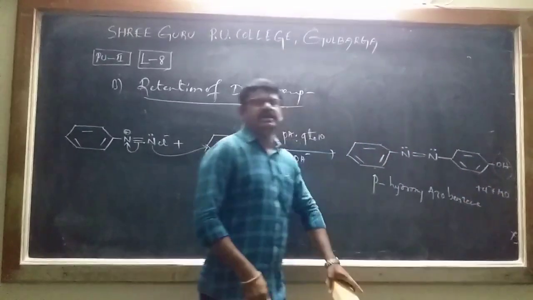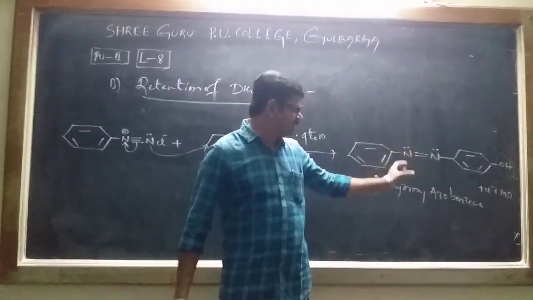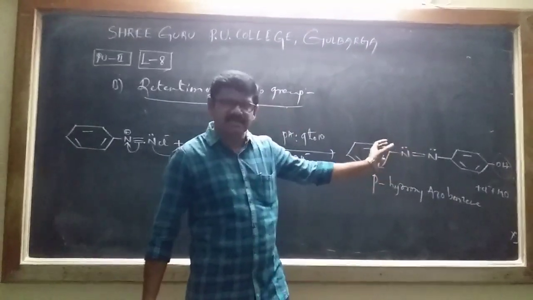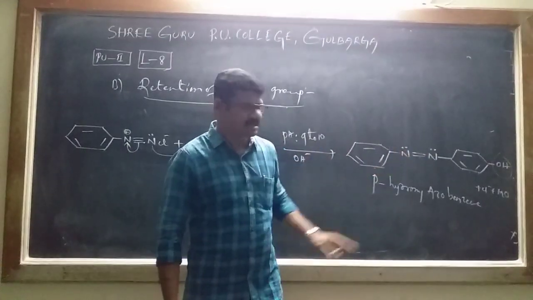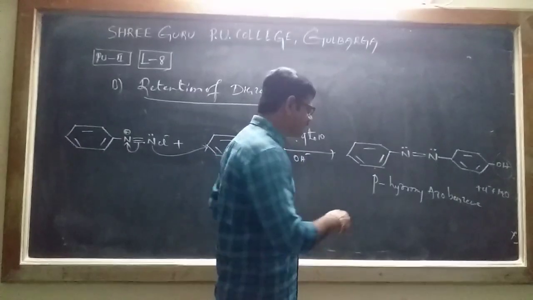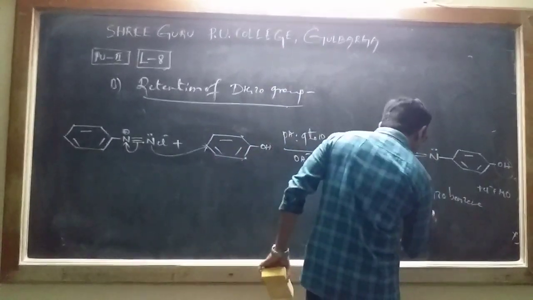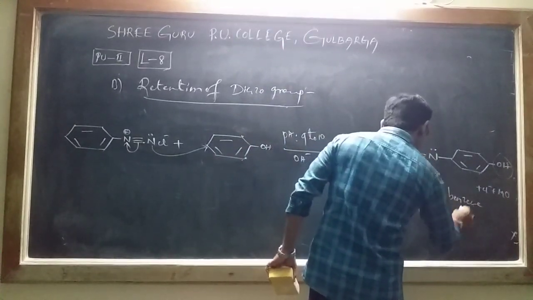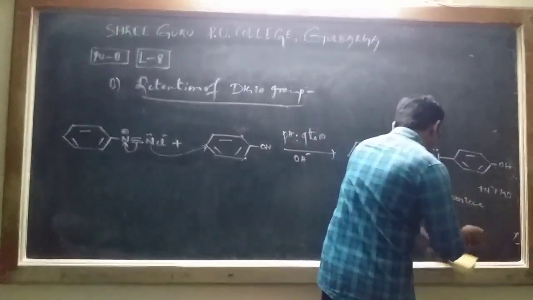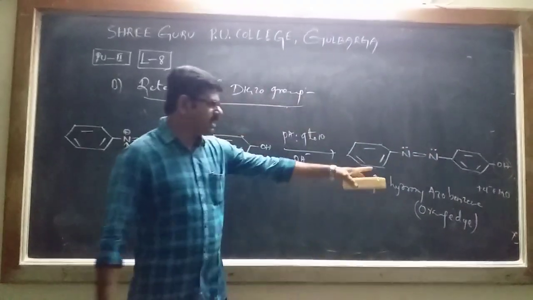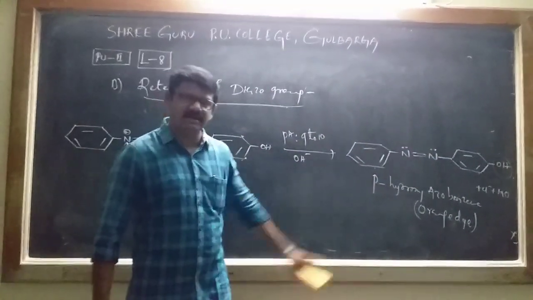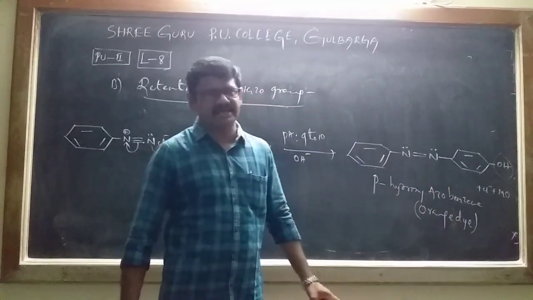And one more important point: whatever azo compounds we get, these azo compounds are dyestuffs, colored materials. And its color is orange. You can say it is an orange dye. Which one? Para hydroxy azobenzene is an orange dye substance.